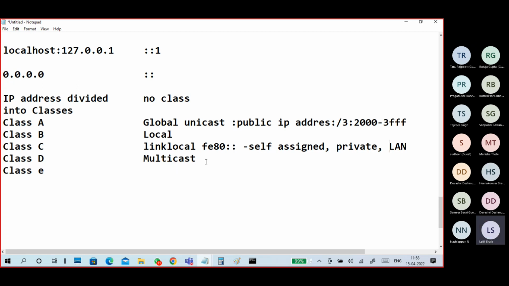Of course, multicast, other local unicast addresses and anycast IP addresses are also there, but these two are very important. Link local is a private IP address, self-assigned by the computer only, starting with FE80. You just have to enable IPv6, then it is self-assigned.